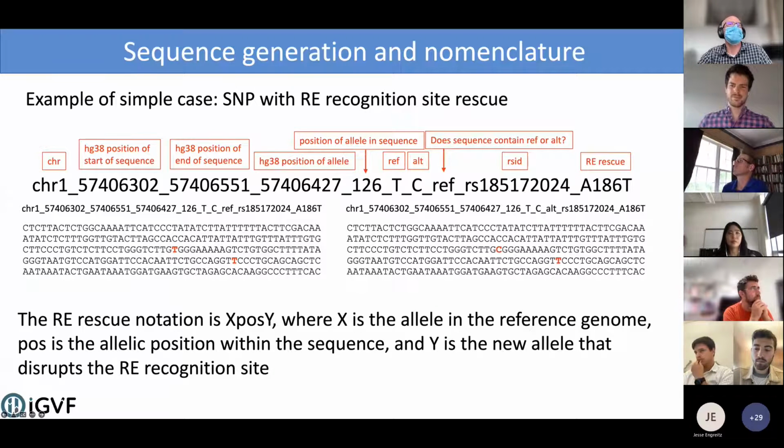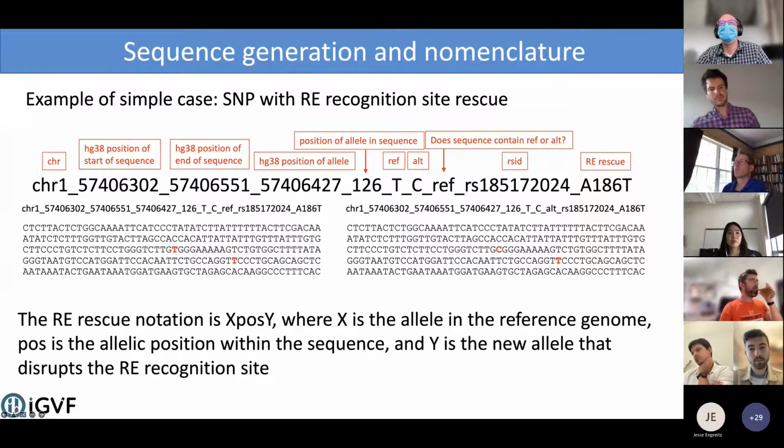Chromosome, the beginning and end positions of the actual sequence, where in the sequence our variant lies. This is a bit of a redundant field. So this is the position within the sequence, so between 1 and 250, right? So this number here is determinable. You can determine it from the allele position and where the start of the sequence is. The ref and alt allele, whether the ref or alt is designated in the sequence, RSID, and then this is if we change an allele for that restriction enzyme site rescue plan, right?